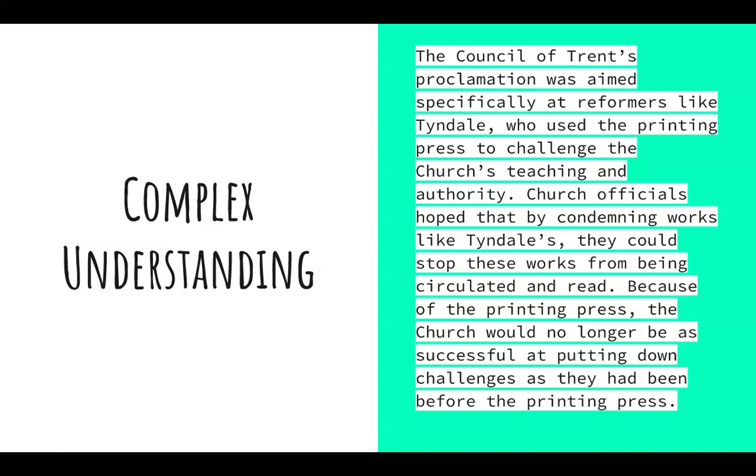The Council of Trent's proclamation was aimed specifically at reformers like Tyndale, who used the printing press to challenge the church's teaching and authority, right? The Council of Trent wants to condemn these heretics. Church officials hoped that by condemning works like Tyndale's, they could stop these works from being circulated and read. Because of the printing press, the church would no longer be as successful at putting down challenges as they had been before the printing press.